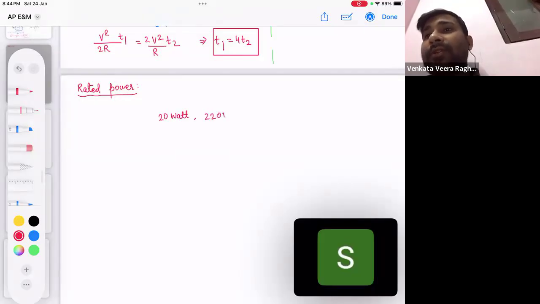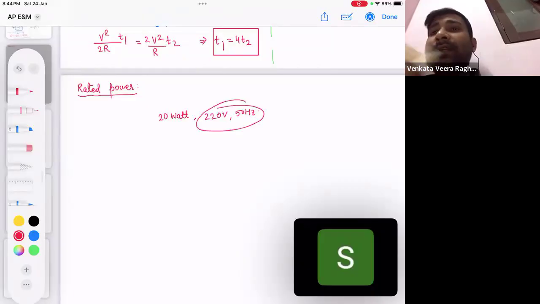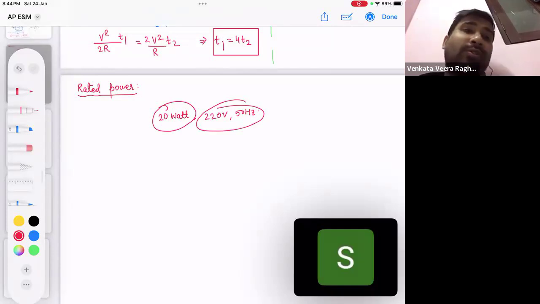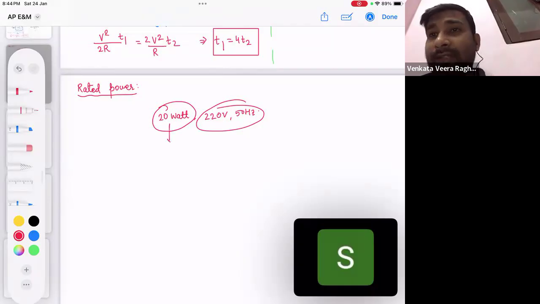And it will also be written 220 volt, 50 hertz, like that. What is the meaning? If you connect this bulb to a voltage source like this, then it will consume 20 watt. If you connect it to something else, then it will not consume the 20 watt. Understood? So what is this 20 watt called? This is called the rated power.